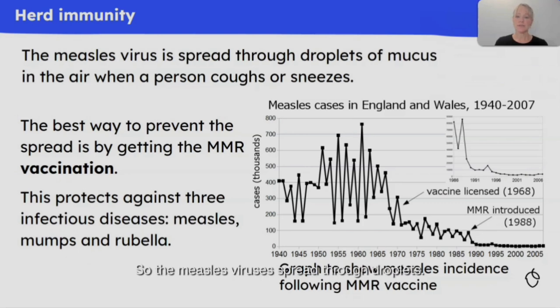So the measles virus is spread through droplets. If somebody sneezes or coughs, those droplets contain the virus and they disperse into the air.